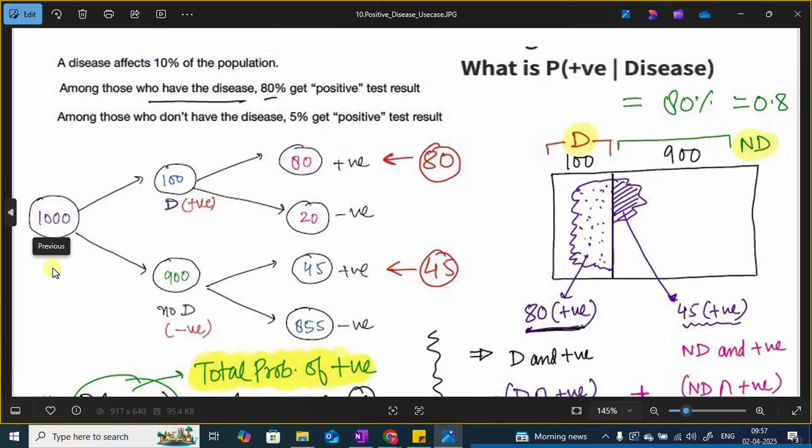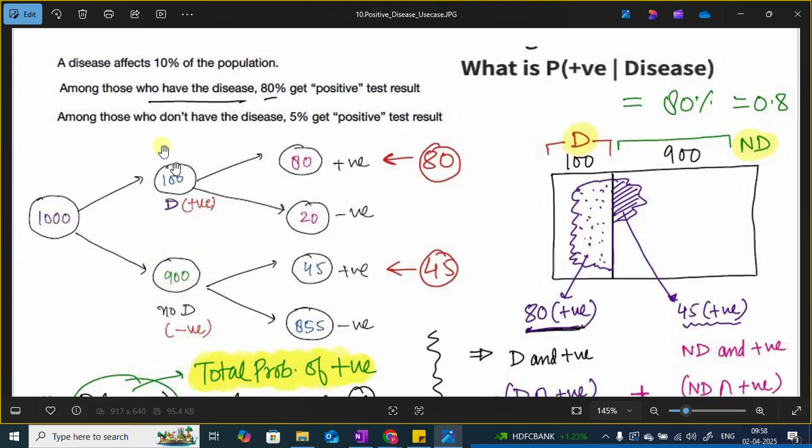Now it's telling a disease affects 10% of the population. So out of 1,000, 10% of the people got affected by the disease. 10% of 1,000 is nothing but 100 people. So 100 people have the disease. So how many people don't have the disease? 1,000 minus 100 is nothing but 900. So 900 people have no disease. Clear, guys? Any doubts so far?